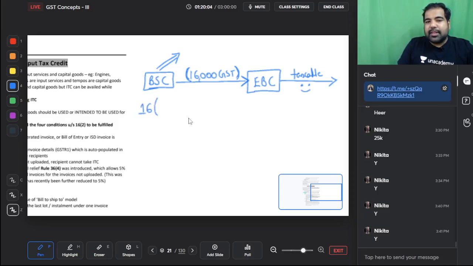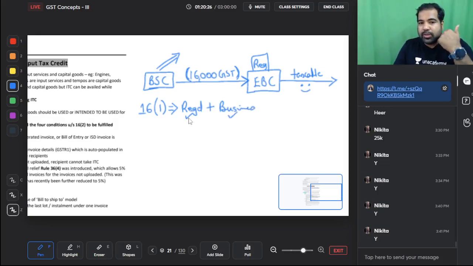In section 16, subsection 1, they say that credit can only be taken if you are registered. So you should be registered. Yes, electric bike company is registered. And you should be using the inputs or the input services or the capital goods for business purposes. You should be using the inputs like batteries, or input services like if you're getting some CA services, or if you're buying a truck, then that capital goods you should be using for business purpose.